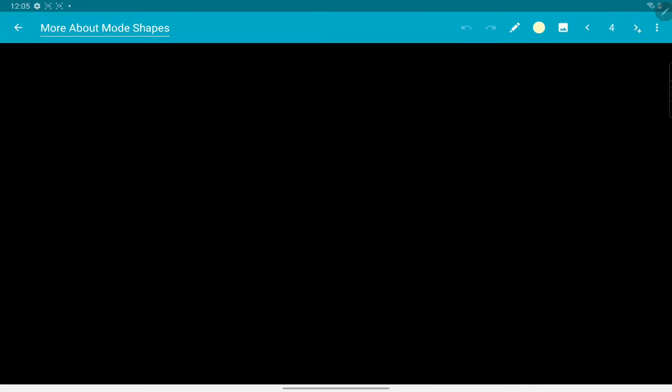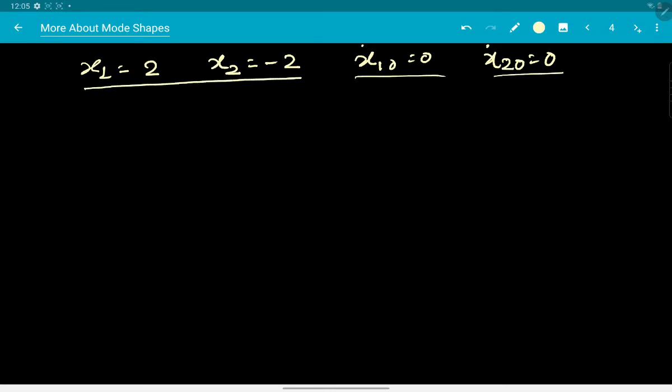You could have done it the other way round as well. You could have selected the second mode, so x1 you would have given, let's say, as 2, and x2 you could have chosen as -2, with velocities again being 0. You have to be very cautious about these velocities. If the velocities are 0 and the displacement profile is like this, then again you would observe the same. You can do it at your end. Now you can write your own MATLAB code. It was discussed in yesterday's tutorial session, so you should be able to write your own MATLAB code.